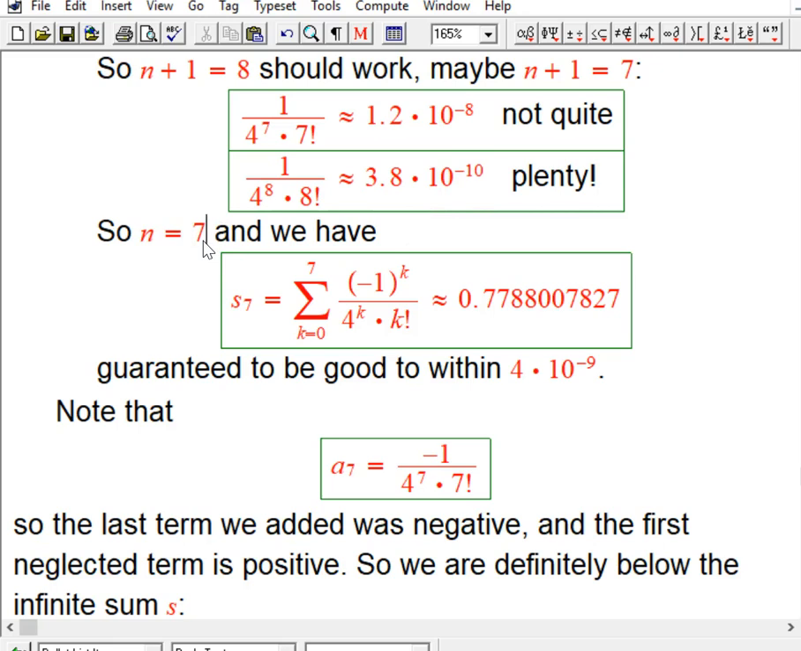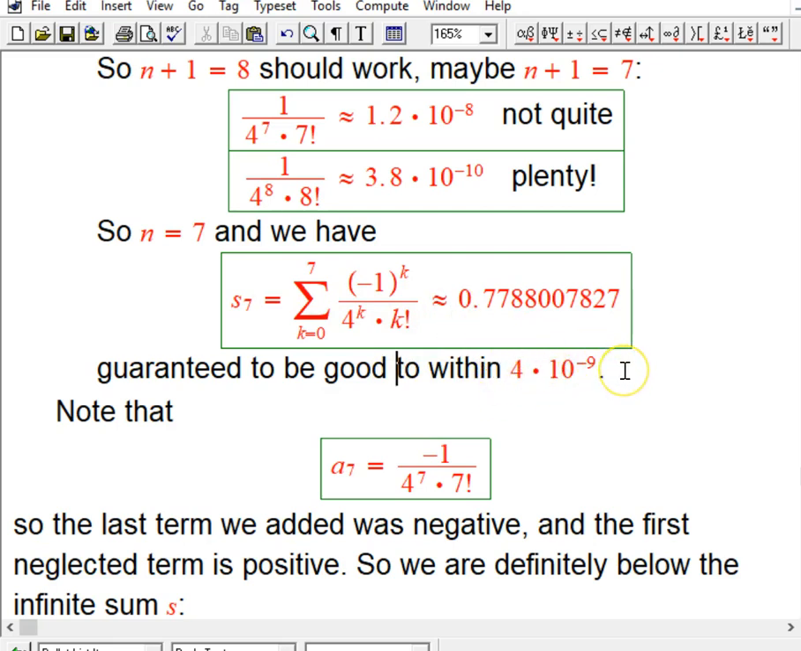So remember, you've got to make sure you get it clear. You go up to a certain term. Here that's the 7th term in order so that the next term is smaller than your error bound, because it's the first neglected term that needs to be smaller than your desired error bound. Okay, and then I just had it sum up these terms. The computer can do that easily, but it's really nothing very sophisticated. It's just plugging in k equals 0, 1 through 7, and then just adding these guys up. And it turns out to be this funky number, 0.778 8007827.